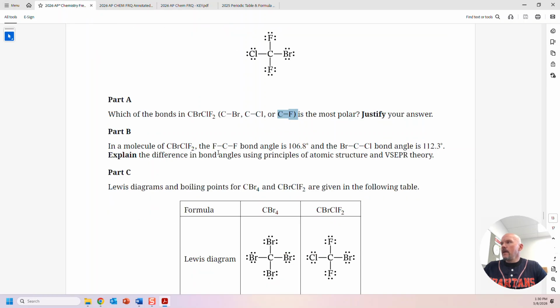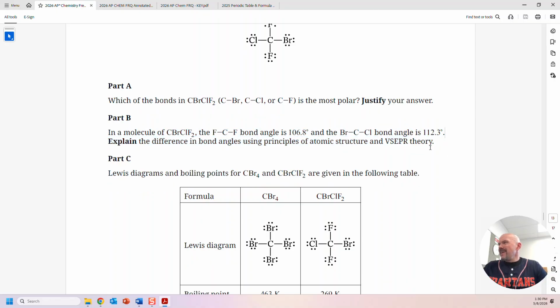Okay. Here they talk about the bond angle. Now this could be a tough question. You've got to think about this, right? A lot of times when we talk about the discrepancy in bond angle for something with the same number of domains, we're talking about the difference between a bonding domain and an unshared pair, and the unshared pair takes up a little bit more space than a regular bonding domain, right?